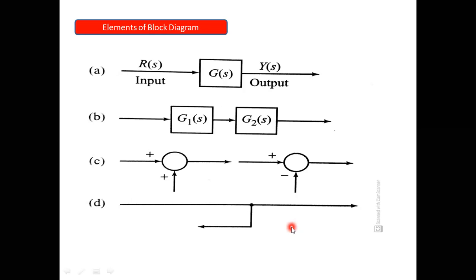Now here is the concept of key elements we should take care of in the block diagram method. This is figure A, a very basic figure we studied in open loop systems. This is figure B, the case of a cascading block diagram where gains are multiplied. Here there is a summation of gains, plus plus, and here there is some negation, plus minus, and this particular point is a takeoff point.